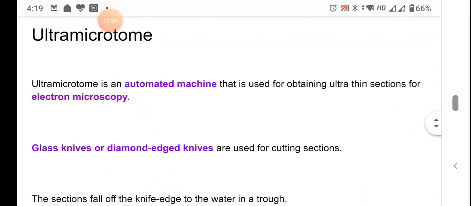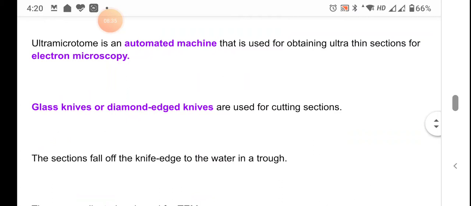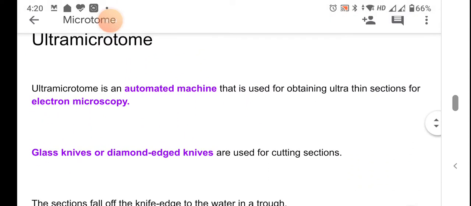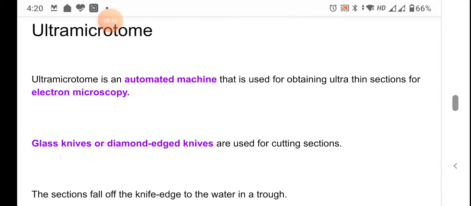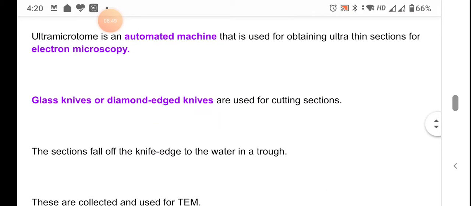It is an automated machine and it is used to obtain ultra thin sections for electron microscopy. And here the knives which are used are glass knives or diamond edged knives. Hence this ultra microtome is a very costly instrument. And here the sections which are produced will directly fall into water in a small trough.